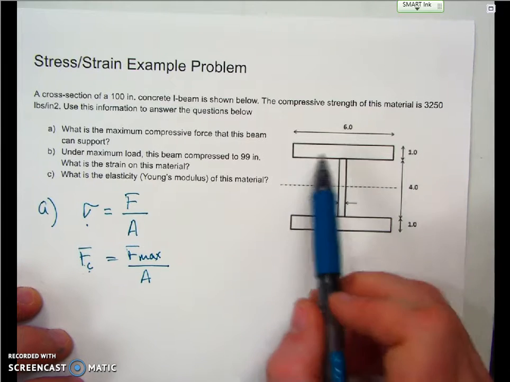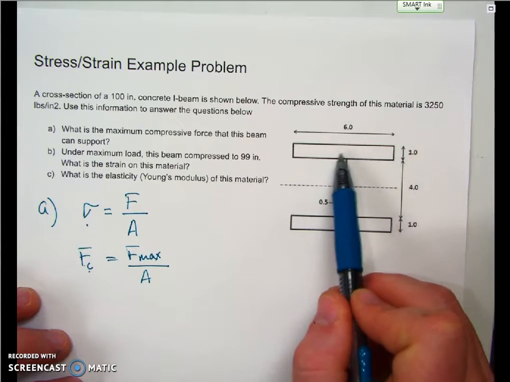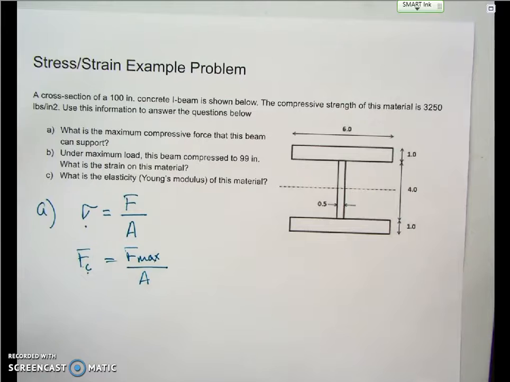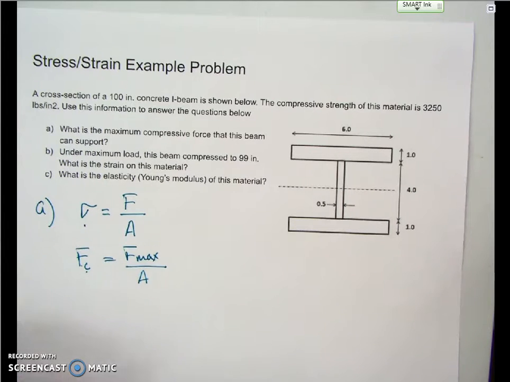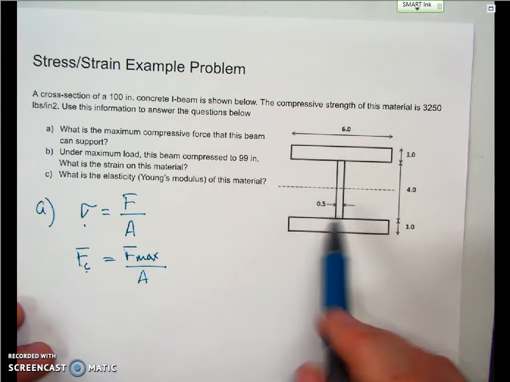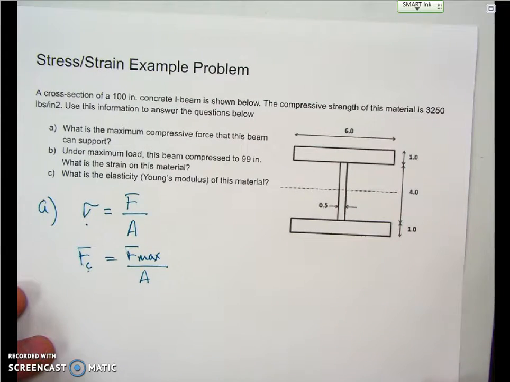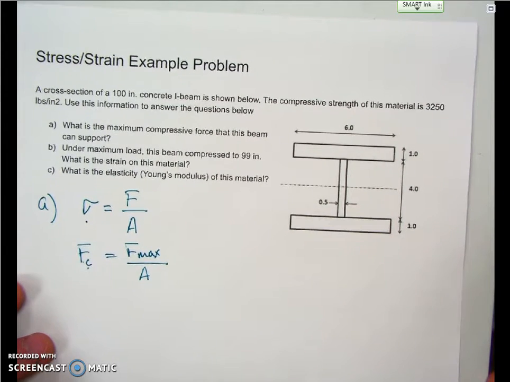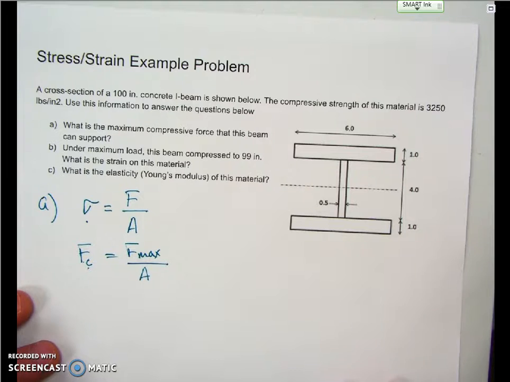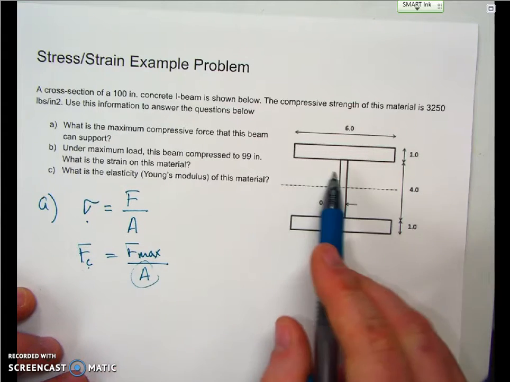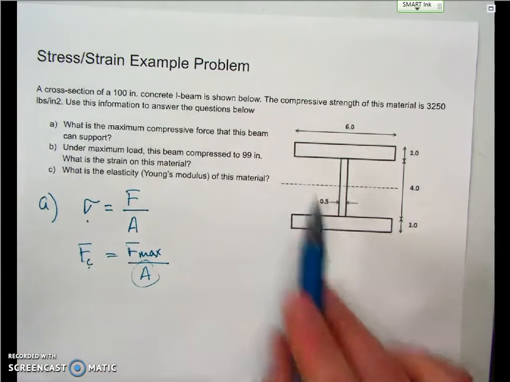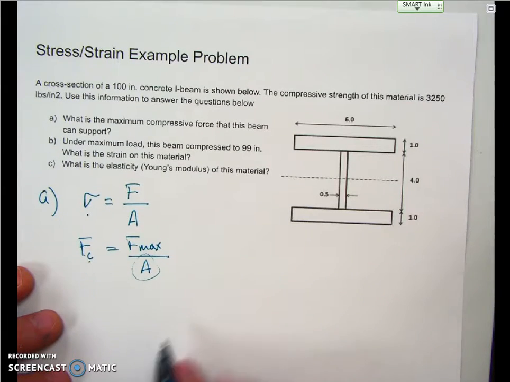Most of the problems we've solved so far had pretty simple cross-sectional areas. Either you have a rectangular area, where you do length times width, or for a cylindrical column, you'd have a circular cross-section, so you have pi r squared for that. This is an I-beam. It's a very common type of beam used in a lot of building and engineering applications. Figuring out what this area is going to be will require just a little bit more work.